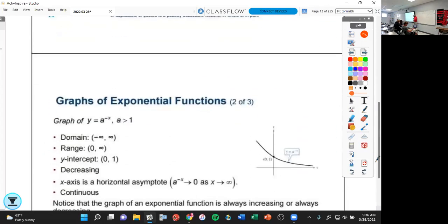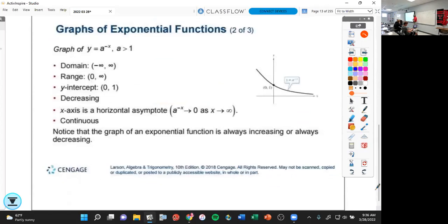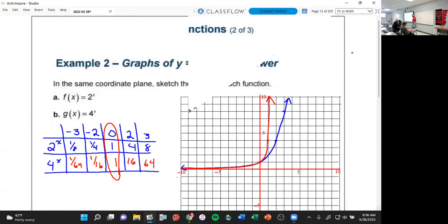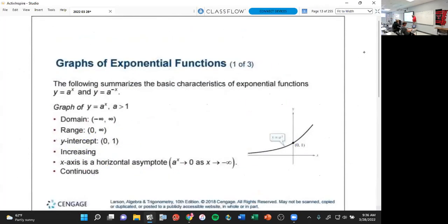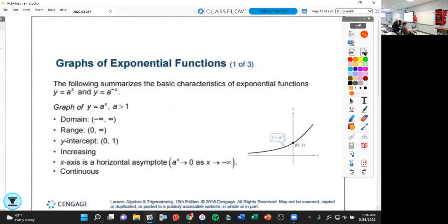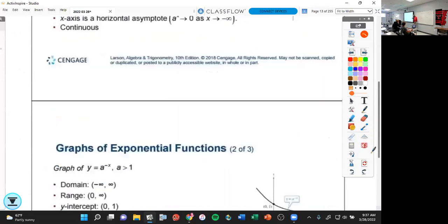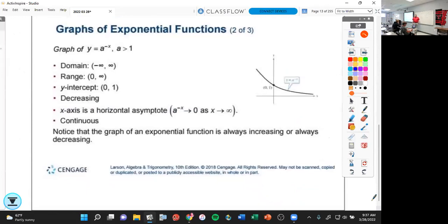Next one. This is y equals a to the negative x. So when it was a to the x, it was increasing, right? A to the negative x, what's it doing? It's decreasing, because you have that negative exponent, which causes a reciprocal. So a reciprocal of a negative number is going to be a positive number.